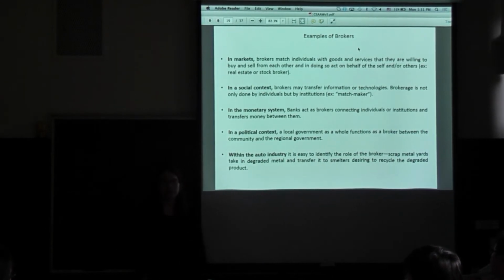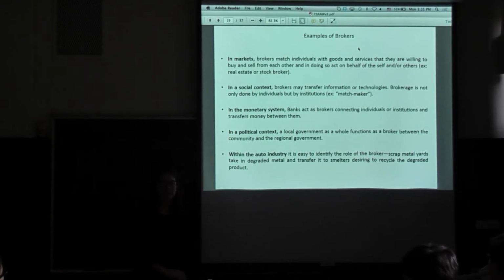The first one is to think of them in markets. The brokers match individuals with goods and services that are willing to buy and sell from each other, and doing so acting on behalf of themselves or others. You think of real estate brokers or stock brokers. In a social context, we discussed this with Burt. You can think of a matchmaker, for example. In the monetary system, this is where it becomes a little more abstract. You can think of a bank as a broker connecting individuals or institutions and transferring money between them.